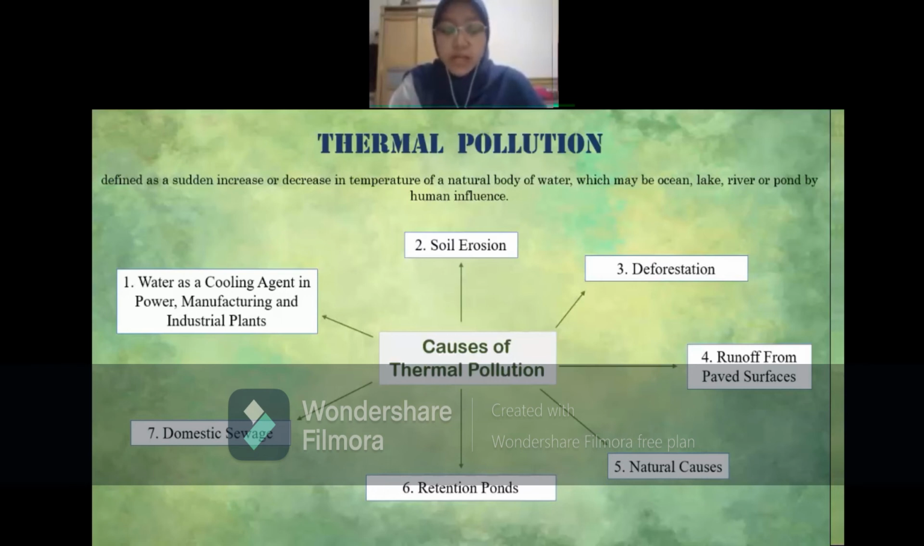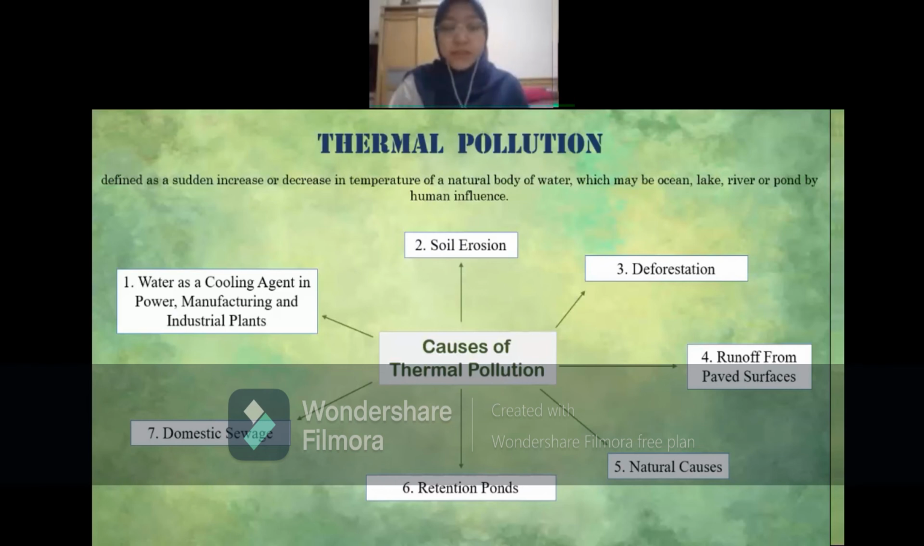Urban runoff discharge to surface water from paved surfaces like roads and parking lots can make the water warmer. During the summer season, the pavement gets quite hot, which creates warm runoff that gets into the sewer system and water bodies.